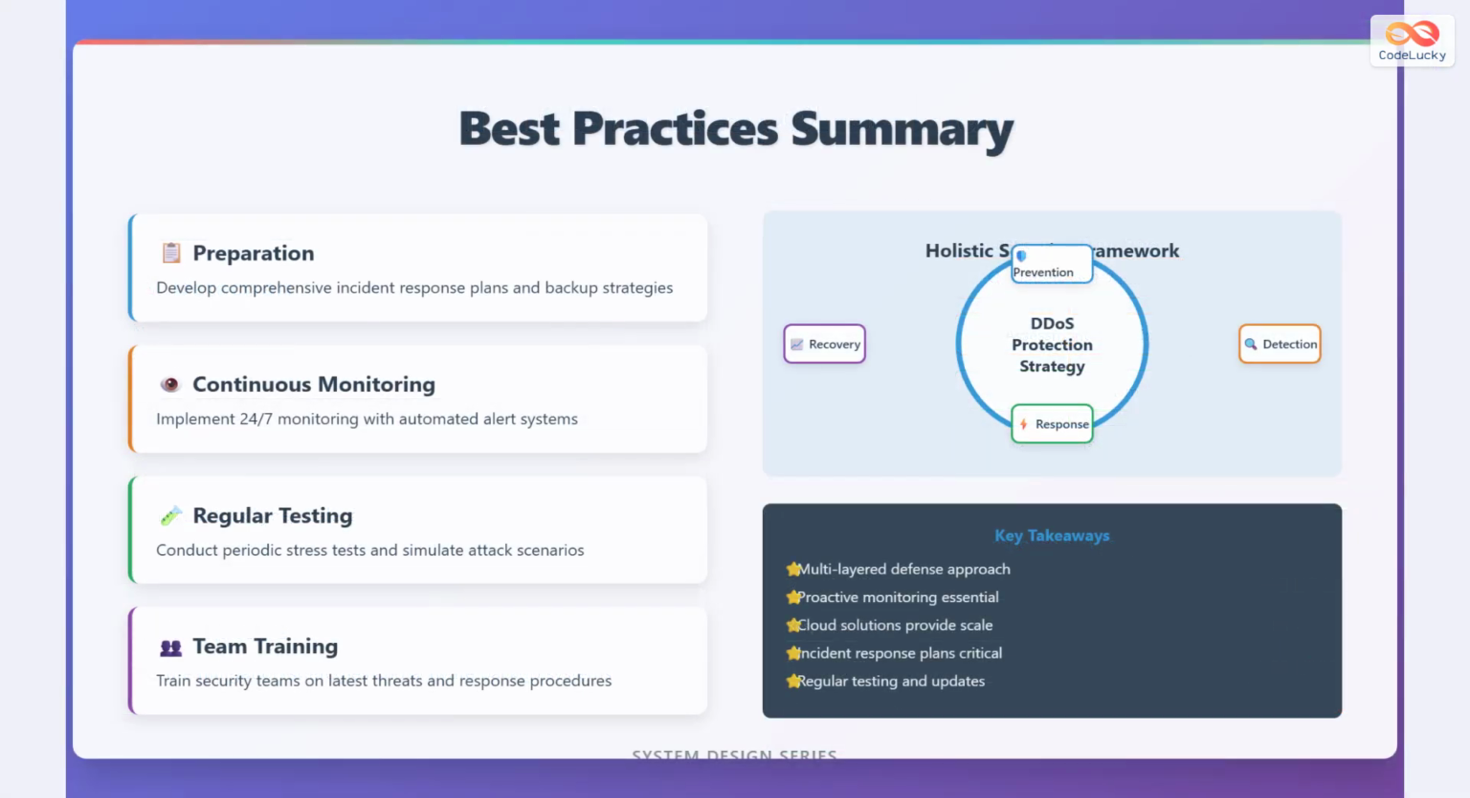Here is the summary of best practices for distributed denial of service protection. Preparation involves developing comprehensive incident response plans and backup strategies. Continuous monitoring involves implementing 24/7 monitoring with automated alert systems. Regular testing involves conducting periodic stress tests and simulating attack scenarios. Team training involves training security teams on the latest threats and response procedures.